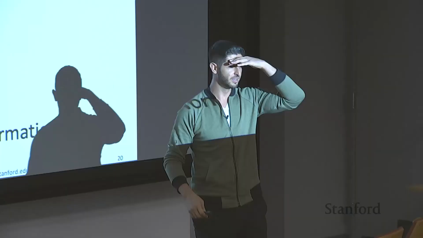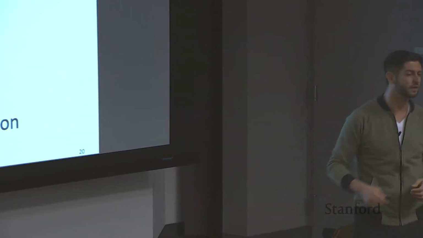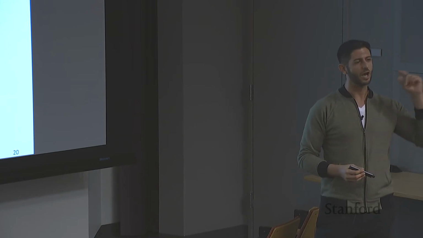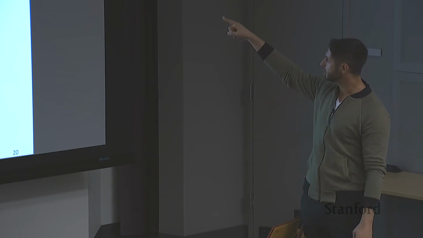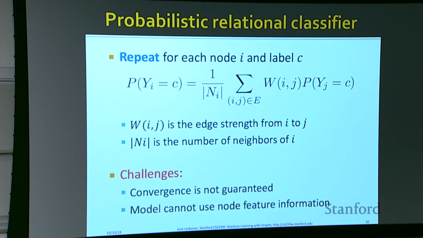Question? So when we are iterating through the nodes in our graph, are we picking the nodes randomly, or are we going through some sort of sequence that repeats until we converge? Let me repeat the question so we find out if I understood correctly. Your question is, shall I take the nodes, my neighbors, randomly when I apply the formula or not? Is that what you were asking? So it basically says repeat for each node I and label C. Okay.